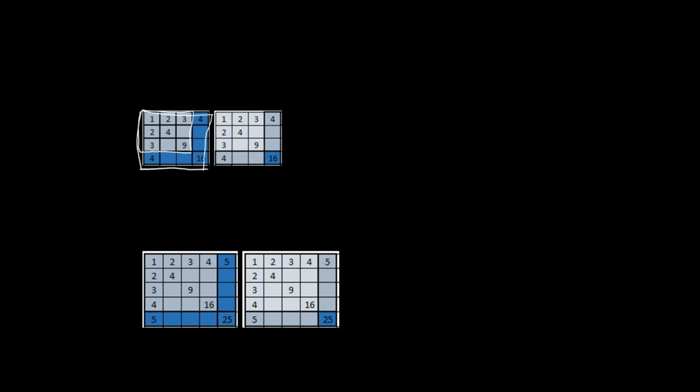Okay, so this is 3 square. 3 square is 9. This is 4 square. 4 square is 16. Okay, so the difference, 16 minus 9, is 7. So how do we actually represent this graphically?